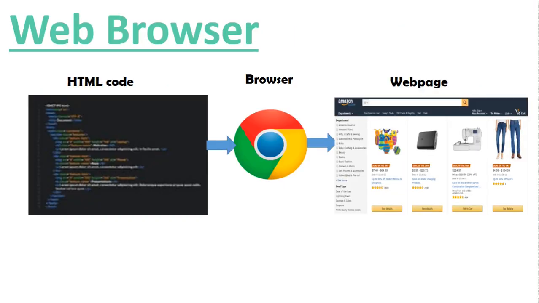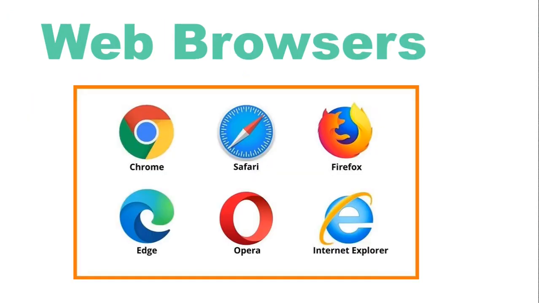Now let us understand the role of the web browser in creating web pages. The browser reads the HTML code and converts it to a web page without displaying any of the tags on the web page. It only displays the content of the HTML code on the web page. So the browser can be any browser along with Chrome. It can be Safari, Firefox, Edge, Opera, or Internet Explorer, with the help of which we can convert the HTML code to the web page.